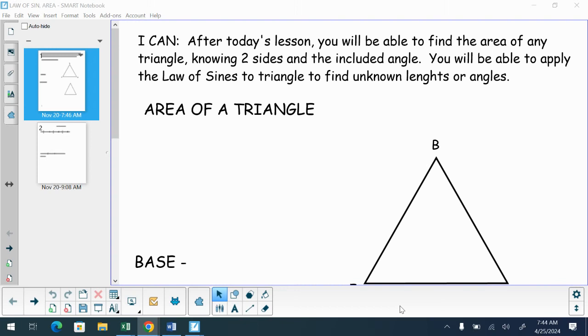Right, moving on. We're going to continue with triangles. We went through homework and problems yesterday, so hopefully you have a better understanding of law of cosines.